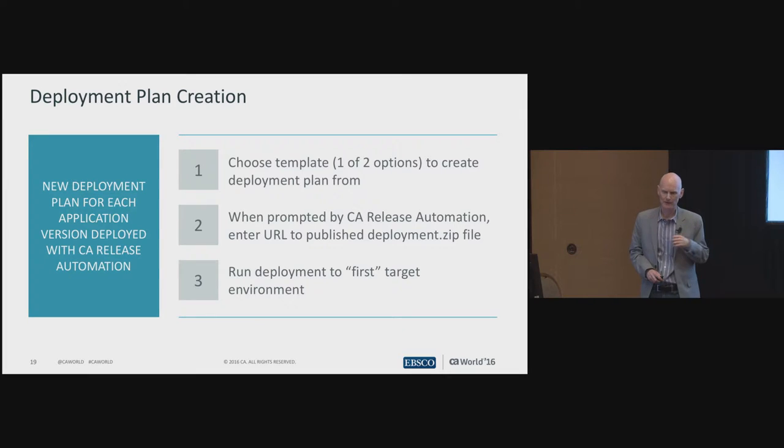So once a CI process is set up to take the existing set of deployment artifacts that were being produced and wrap that in the deployment zip artifact, including the XML file, and publish that to a URL accessible location, you can then take advantage of one of the two deployment templates that we've created.